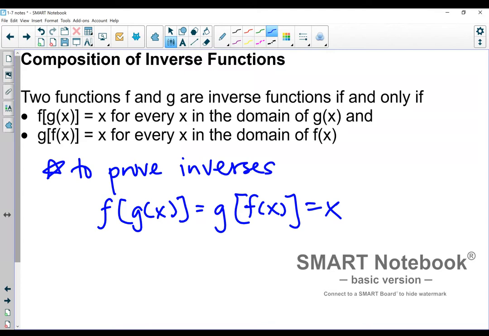If I start out with a number like 5 and I multiply by something and then I divide by that same thing, I'm going to go back to that original number 5. So inverses cancel each other out, and we should end up with just x. And this is the way that we have to prove inverses. If you prove using any other method, you will not get credit.